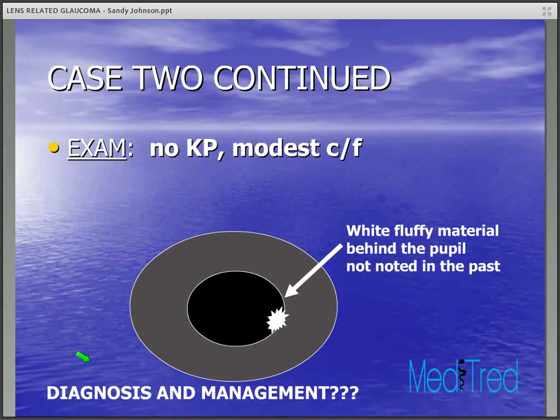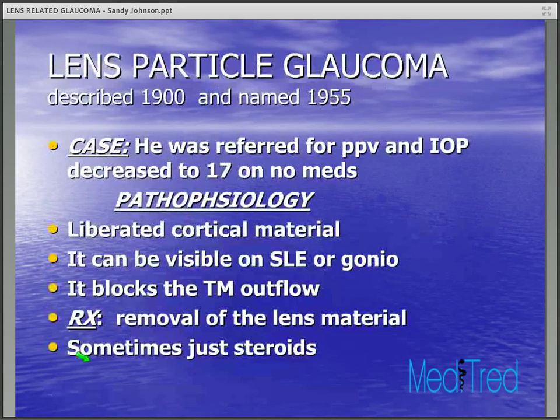So this is a schematic of what his exam looked like, and compared to a prior exam he had, there was now white fluffy material behind the pupil. He did not dilate very well and only had about 5 millimeters of dilation. He did have some cell and flare, but no keratic precipitates. So now we have to think, what is the diagnosis of this glaucoma and how are we going to manage it?